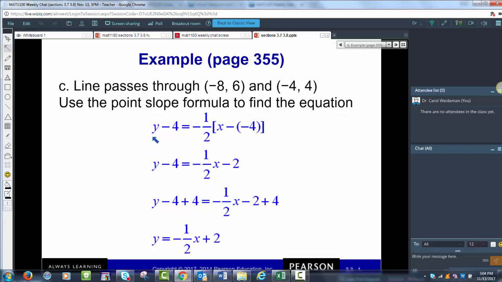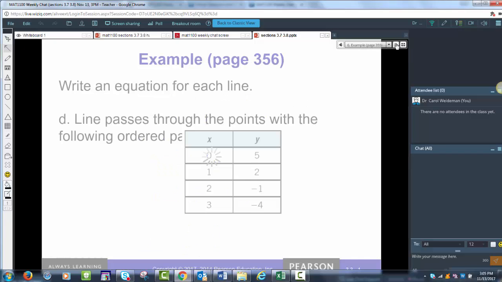So again, I took y minus the y value for that point equals the slope, which I just found on the prior screen, times x minus the x coordinate for the point that I selected. And then I go ahead and simplify and end up in y equals mx plus b form. So again, I'm using the point-slope formula. And again, we can check this and make sure that when I put this point in, if I put in negative 8 here, negative 1/2 of negative 8 is 4, and 4 plus 2 is 6, and so it checks. And I can also check with the point that I used to create the equation.